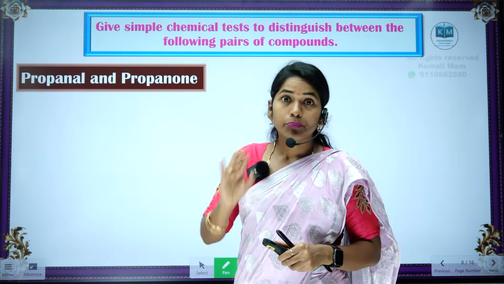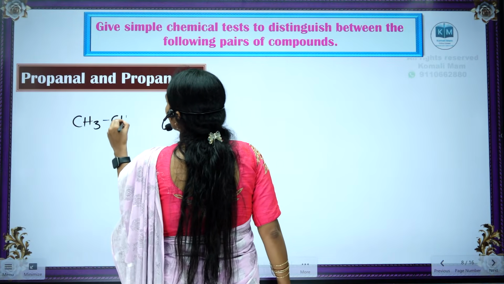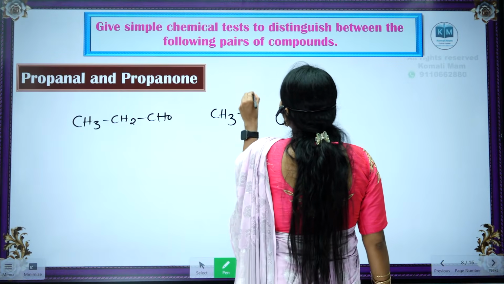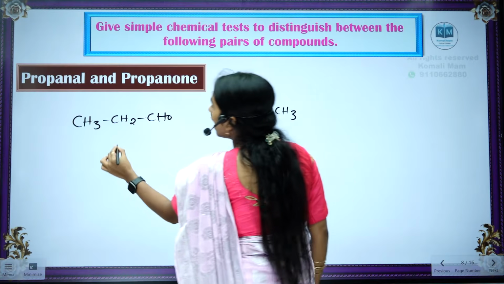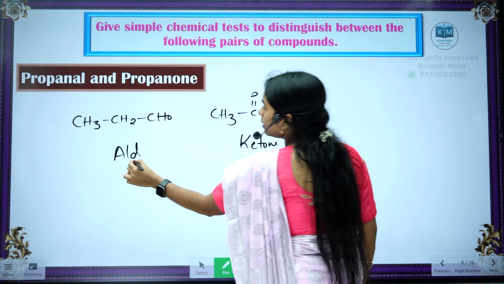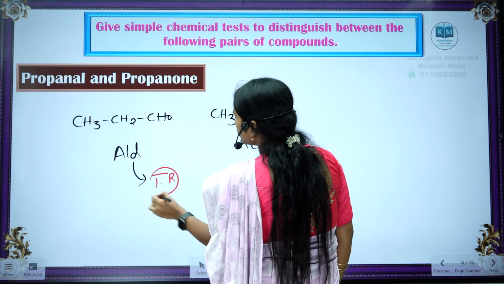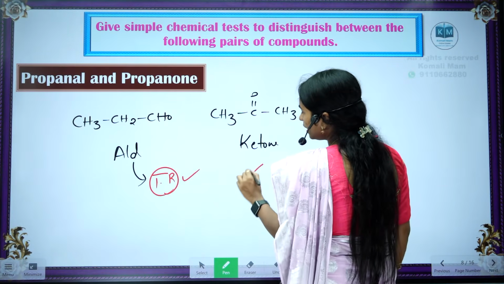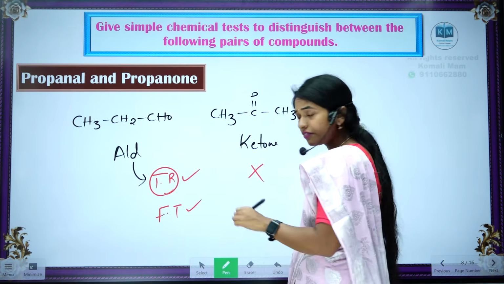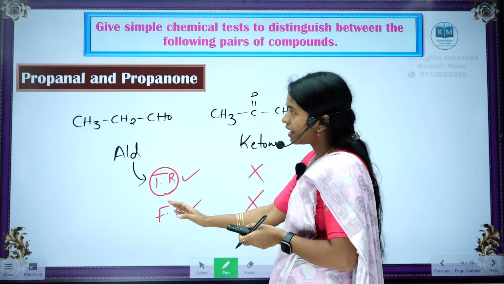Propanal and propanone. See, propanal and propanone, which is an aldehyde, which is a ketone. This is an aldehyde. This is a ketone. So which test can you tell me? Will the Tollens test give a result or not? Students, tell me. We can use Tollens reagent. Tollens test, aldehyde, yes. But here no Tollens test. Fehling's test we can do. Yes, we can use Fehling's reagent. But for this, no. So you can use the Tollens test or the Fehling's test.